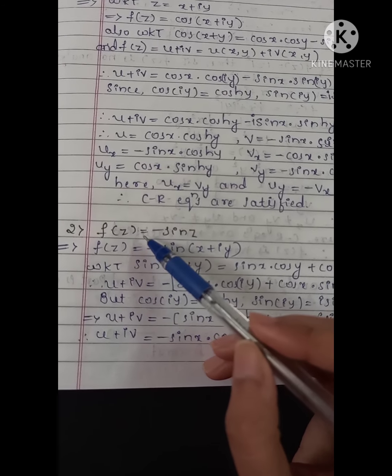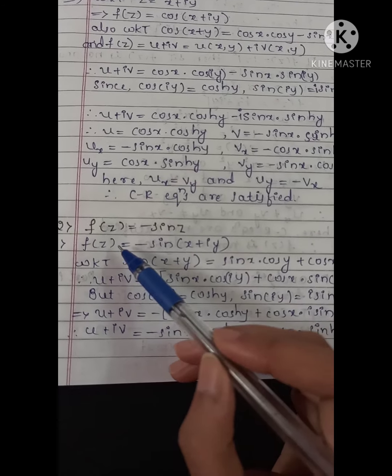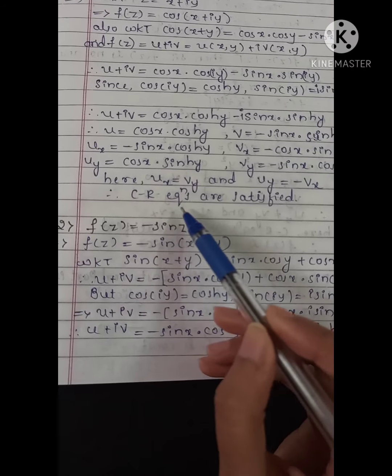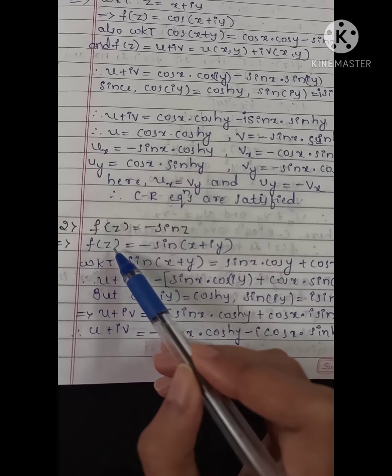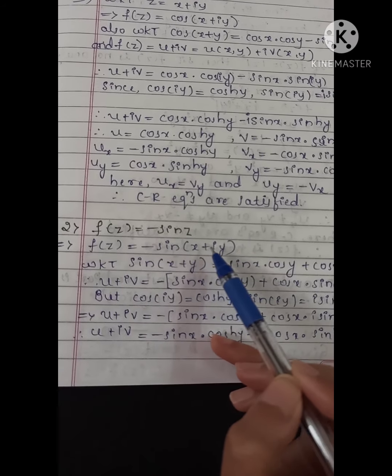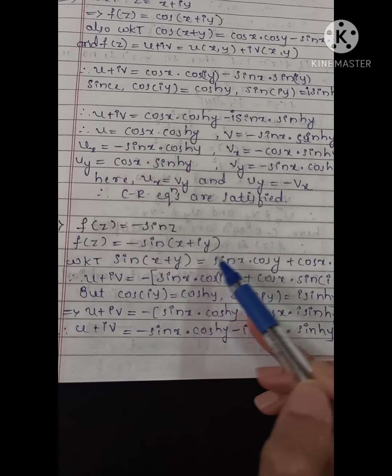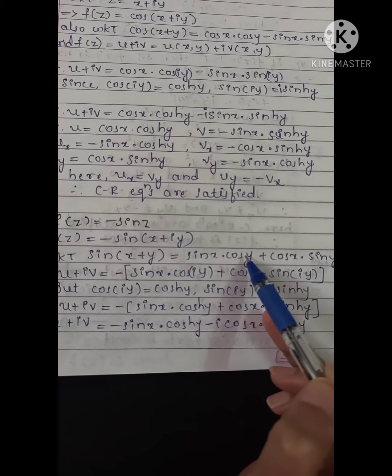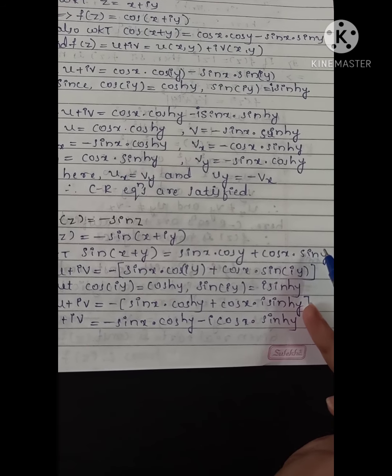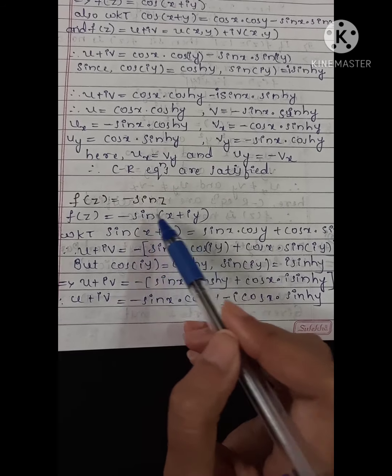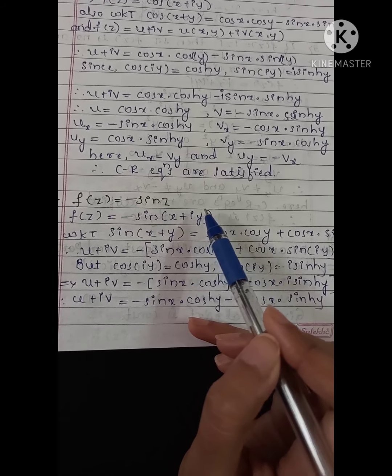Second problem, f of z is equal to minus sin z. We have to express z in the form of x plus iy. Therefore f of z is equal to minus sin of (x plus iy). We know that sin of (x plus y) equals sin x into cos y plus cos x into sin y. We have to apply this formula for sin of (x plus iy).